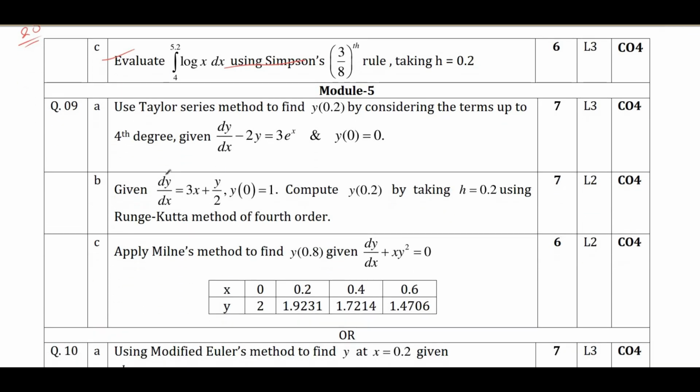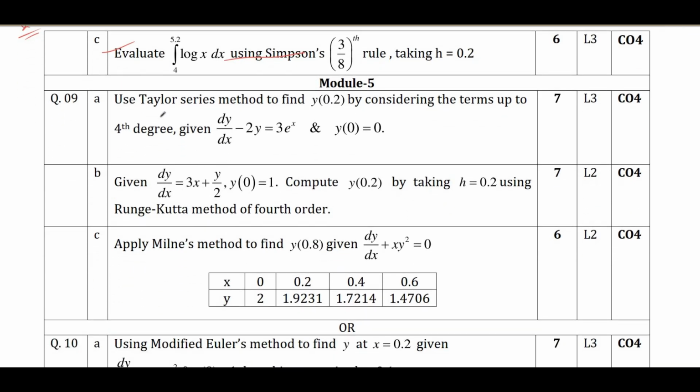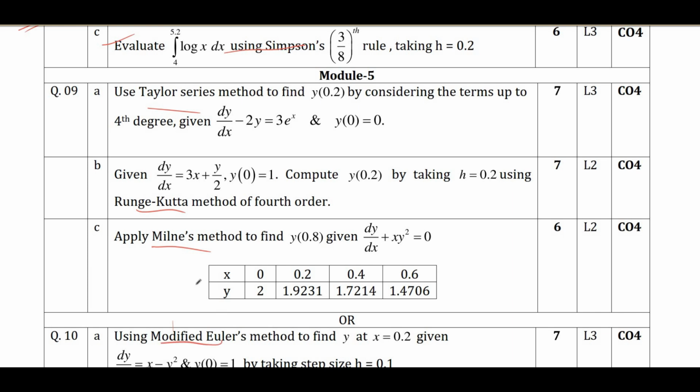Under module 5, we have only 4 methods. One is Taylor series, Runge-Kutta method, Milne's method, and modified Euler's method. Only these 4 methods. If you study any 3 methods out of these 4, definitely you can score 20 out of 20 marks.